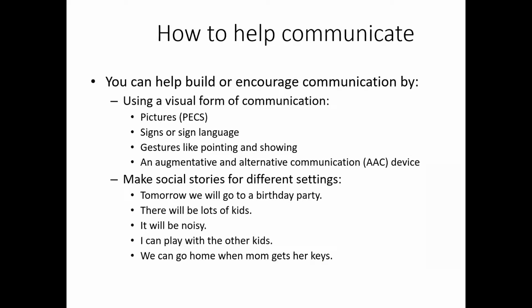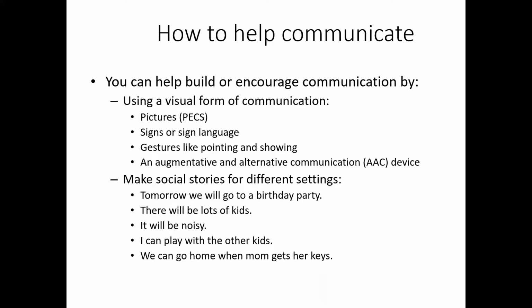So here are some ways that we can help individuals with building and encouraging communication. So for some individuals with autism, they use different types of communication systems. So they may not communicate verbally by using their words. They might communicate by using certain types of visuals or gestures. So for example, using a visual form of communication could be using pictures such as PECS, which is the Picture Exchange Communication System. I'll show you some pictures of this shortly.